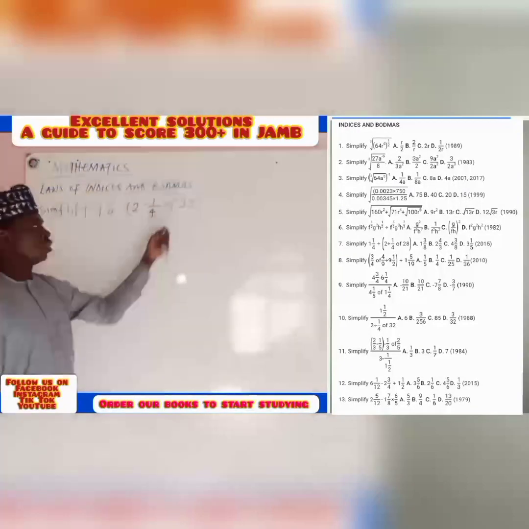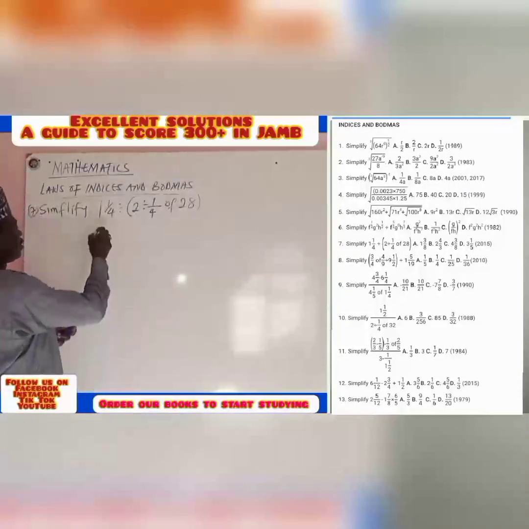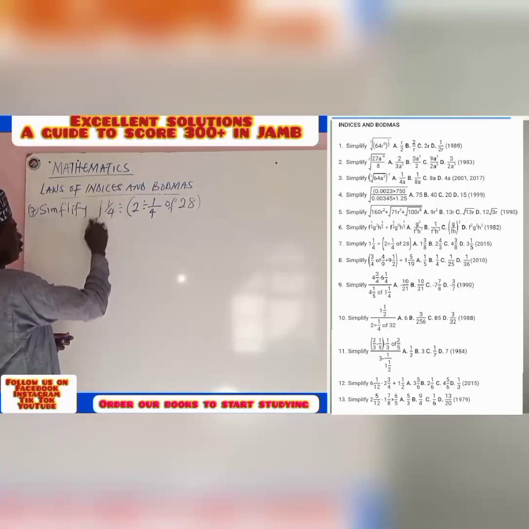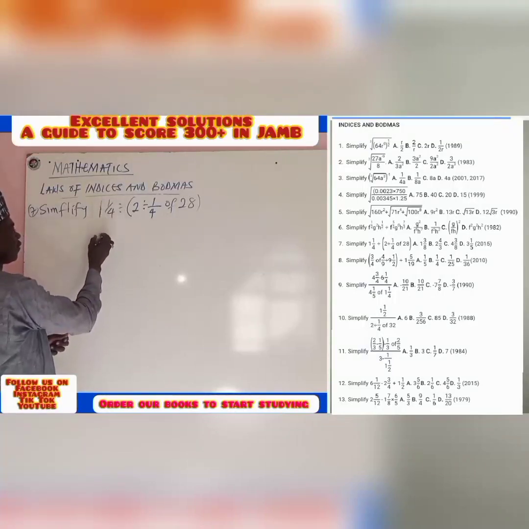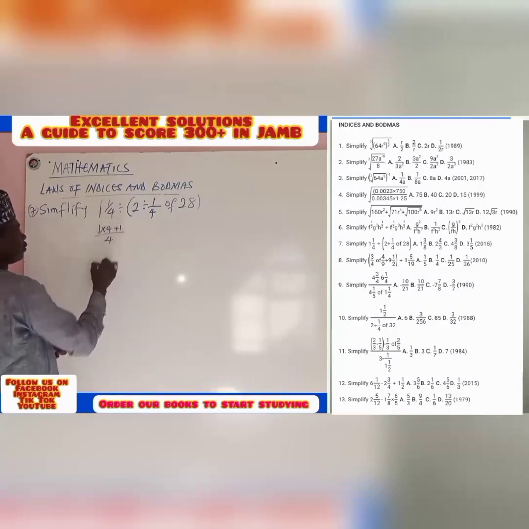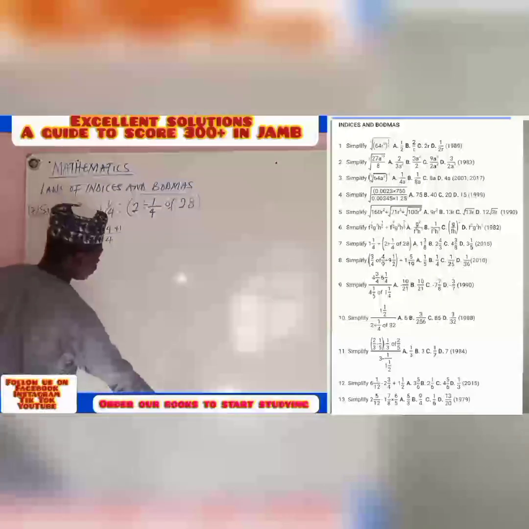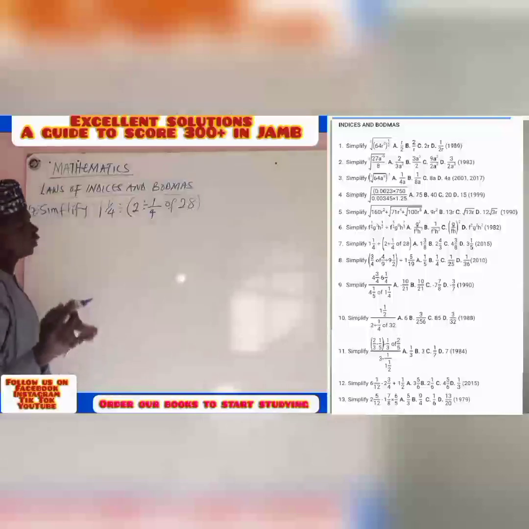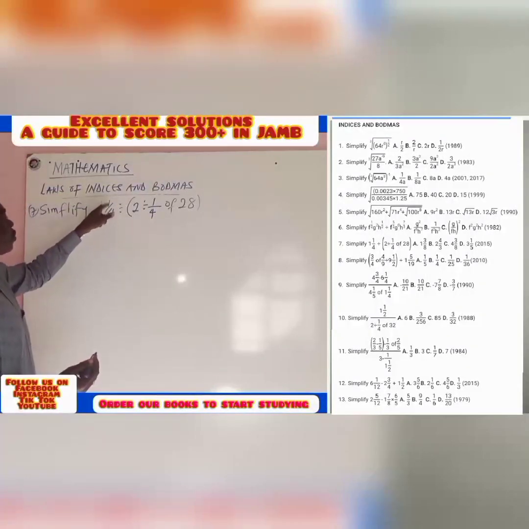This is the same as multiplication. So this is the same as saying, we now make this one into a proper fraction: 1 times 4 is 4, 4 plus 1 is 5. So this is the same as saying 1 times 4, then plus 1 over 4. And when we have that, it's going to give us 5 over 4. So this one is simply saying 1 times 4, 4, 4 plus 1, 5.